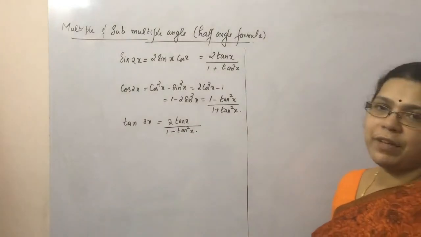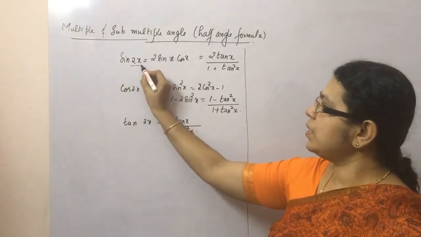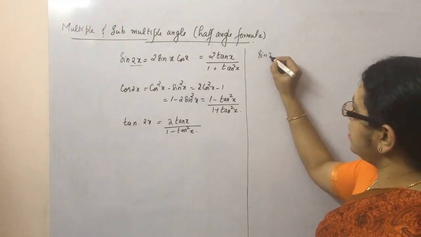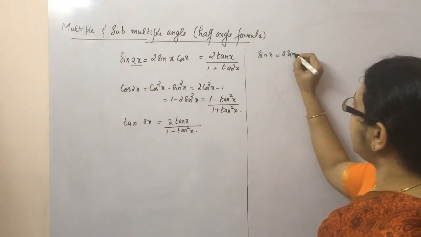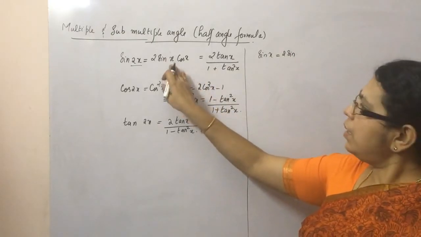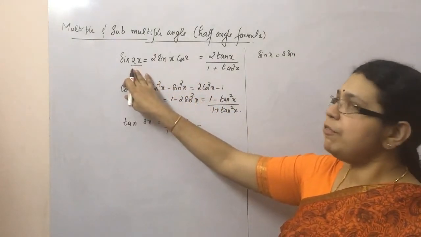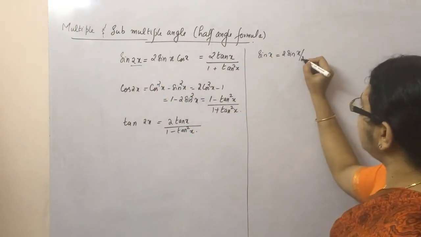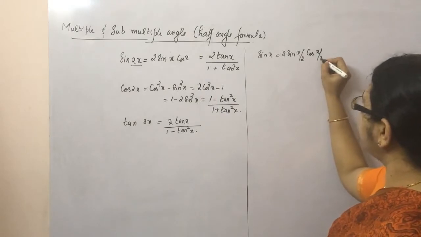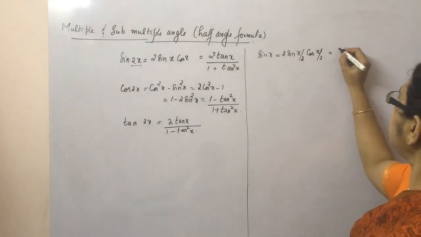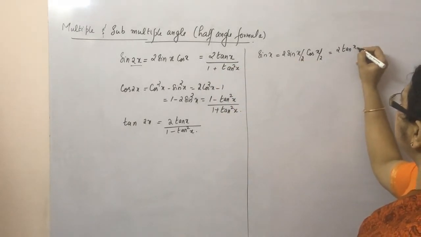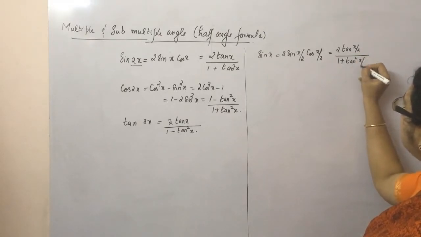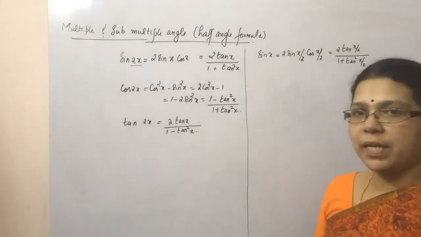Now, let's see the half angle formula. That means I'm just reducing this angle into its half. That gives me sin x is equal to 2 sin x by 2 into cos x by 2. When I reduce this into half, automatically the corresponding values become half. This is the same as 2 tan x by 2 by 1 plus tan squared x by 2. This is the half angle formula for sin x.